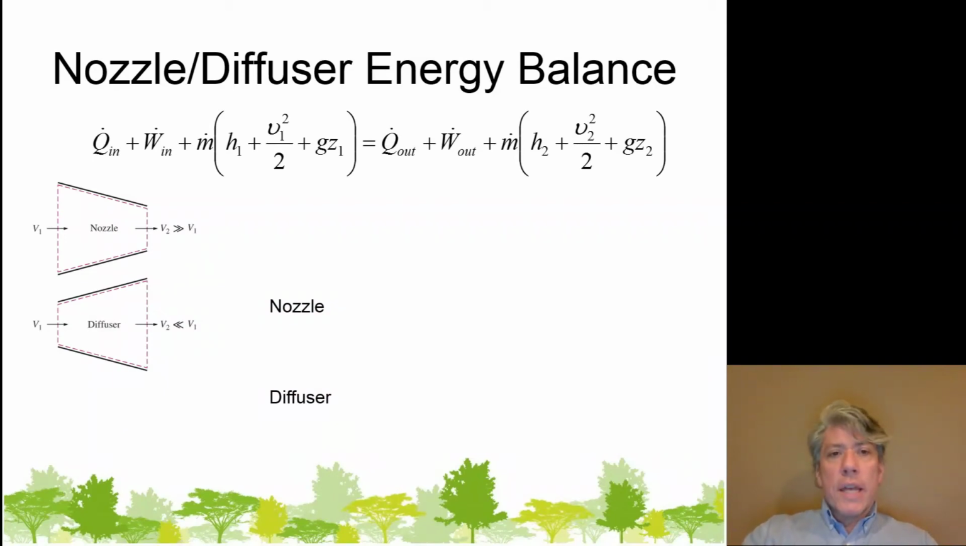So let's start off and consider nozzles and diffusers. We'll start off with the whole energy balance, except we'll get rid of the summations on the mass flows because we've only got a single inlet and single exit. Now, my argument for which terms that we don't really need will be as follows.